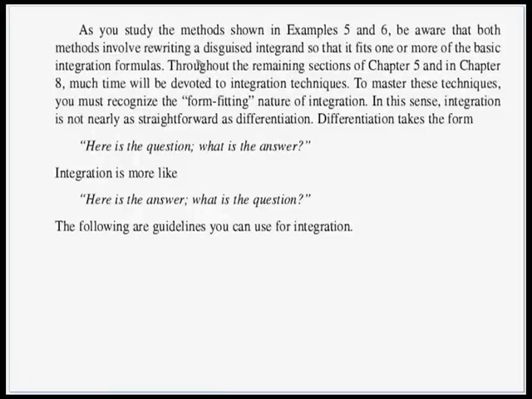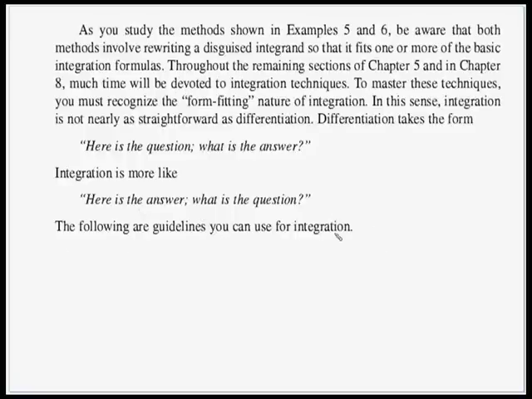So as you study the methods shown in these last two examples, be aware that both methods involve rewriting a disguised integrand so that it fits one or more of the basic integration formulas. Throughout the remaining sections of this chapter and into chapter 9 in our book, much time is devoted to integration techniques. Most all of Calculus 2 in college is integration. To master these techniques, you must recognize the form-fitting nature of integration. In this sense, integration is not nearly as straightforward as differentiation. Differentiation takes the form of, here's the question, what's the answer? Integration is more like, here's the answer, what was the question?